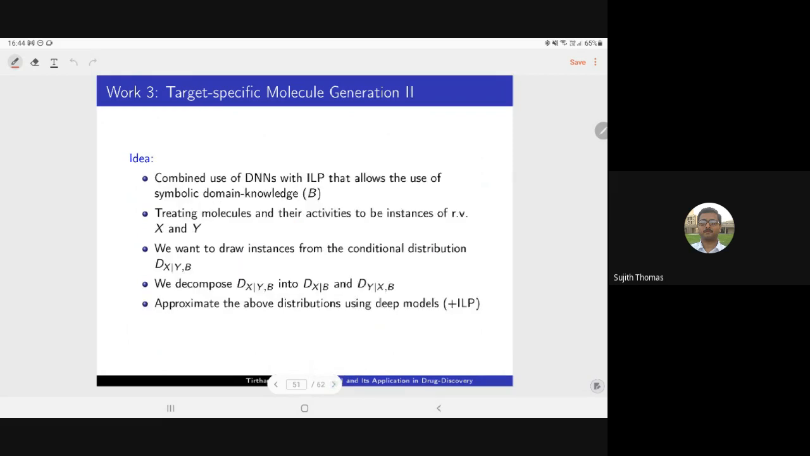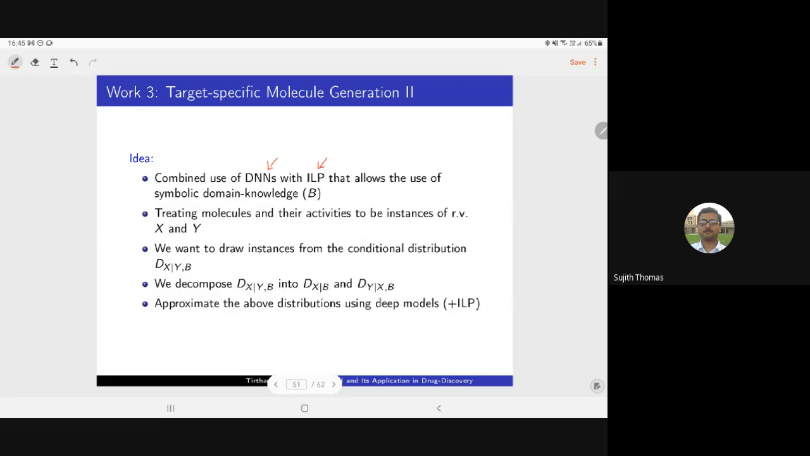Now, the idea is the following. It is again a neurosymbolic architecture that we propose. It combines deep neural networks with inductive logic programming, and it allows exploiting this whole idea of MDIE again to incorporate that symbolic knowledge into molecule generation.